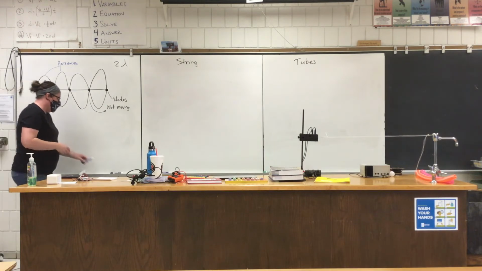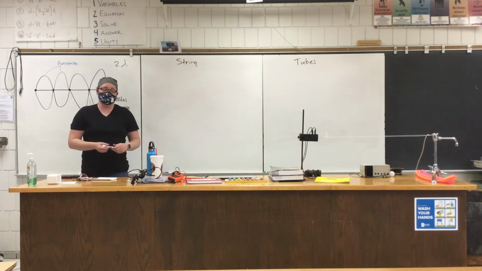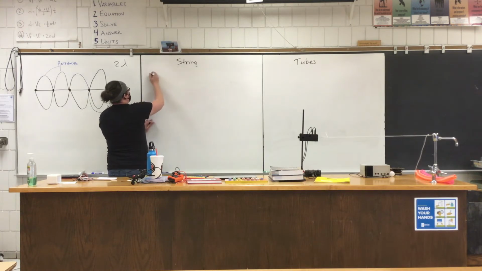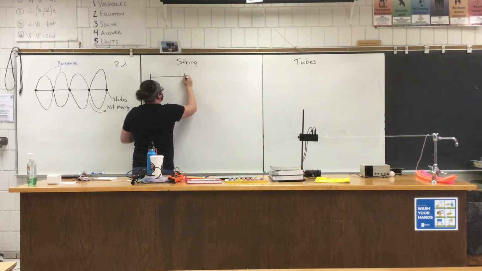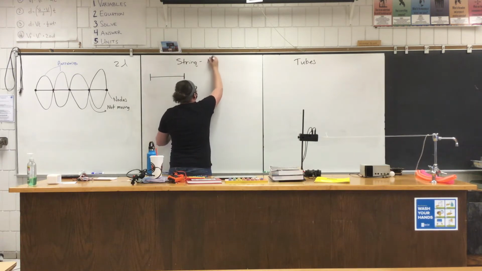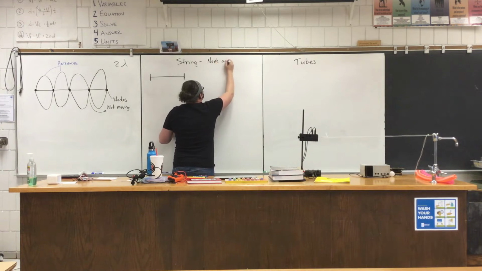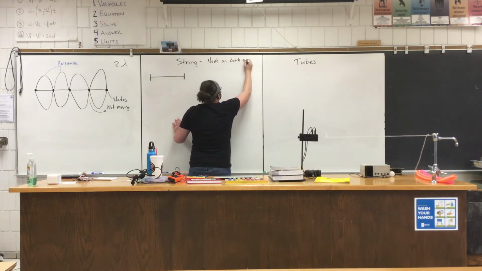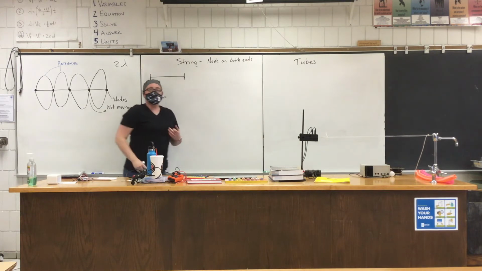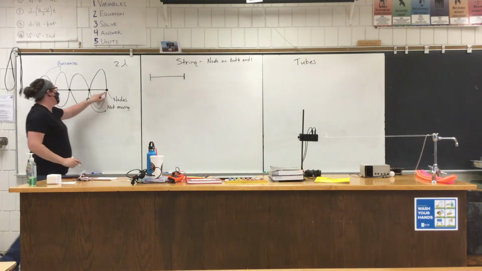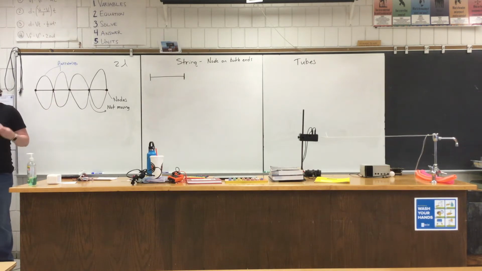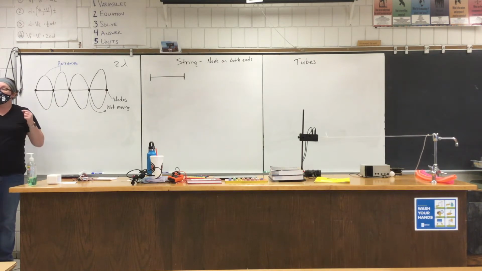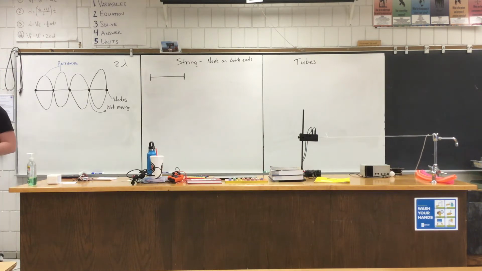In a string, you have different options of the way it goes. So if we have a string here, when you have a string, it's a node on both ends. So if it's a string, you have a node on both ends. That means you have a spot, like here could represent a string. There's a node on both ends. It's the part where it's moving the least. So again, if you play a stringed instrument, and you pluck on that string instrument, or you draw a bow across it, you're creating a standing wave.